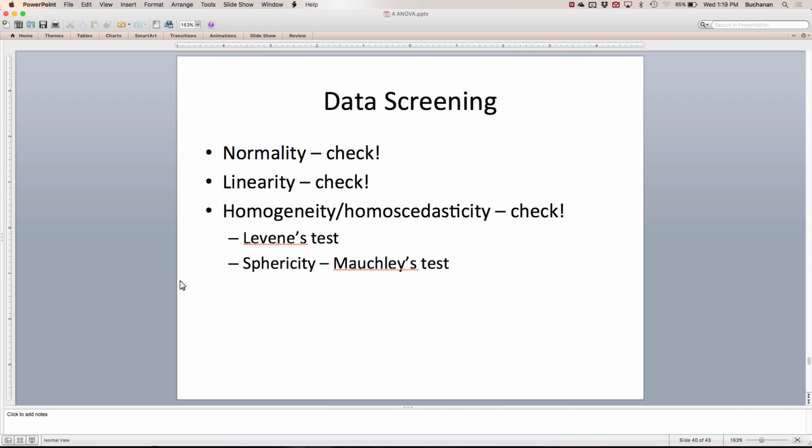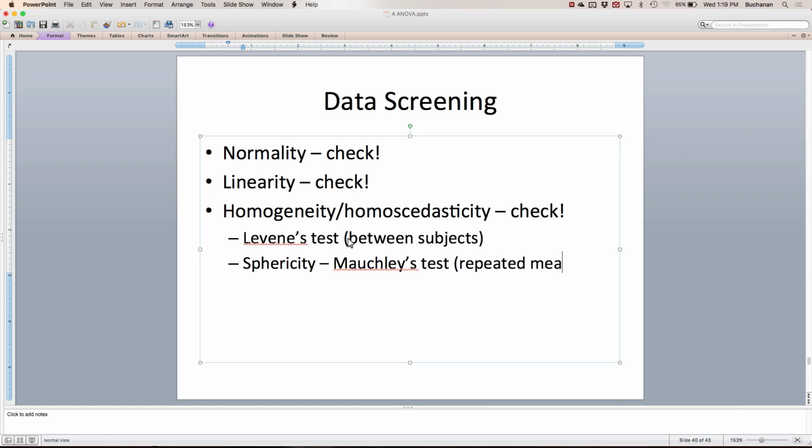Normal, linear, homogeneity, homoscedasticity are all the same. Okay. We're going to add 2 more tests. We're going to add Levene's test. Oh, I should have written here. Levene's test is for between subjects. Okay. Sphericity or Mauchly's test is for repeated measures. Okay. If you have a mixed design, you will get 1 of each.